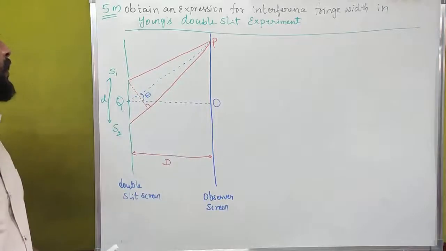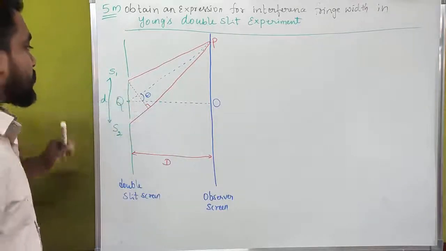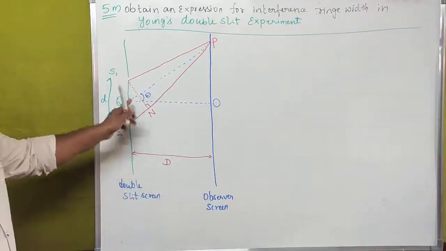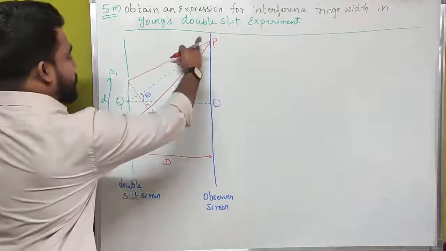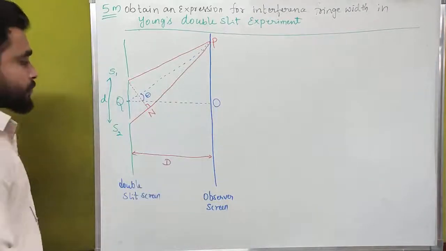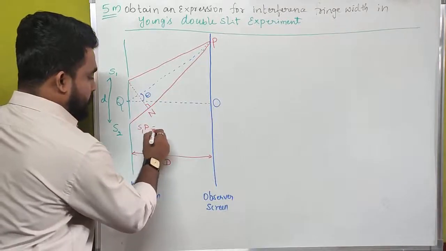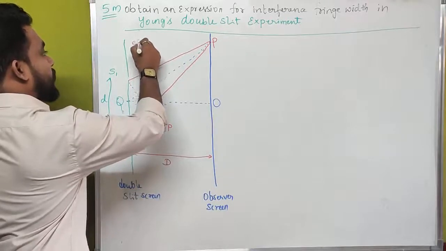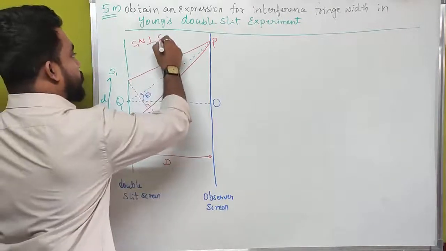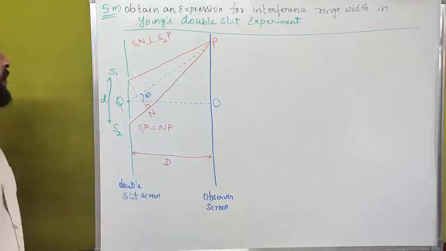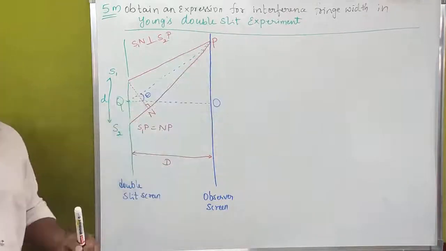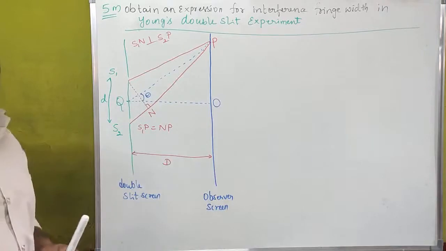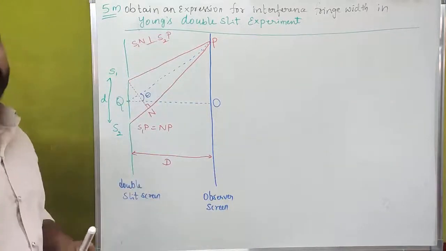Actually, this is the perpendicular we have drawn in this diagram, and let us assume this as N. If we clearly observe this diagram, S1P is equal to NP, and S1N is perpendicular to S2P. Actually, this is the full concept of our Young's double slit experiment to obtain the expression for interference fringe width.